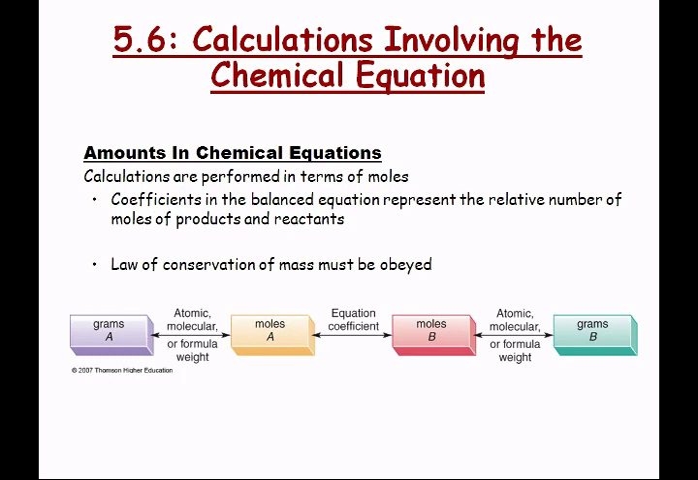Mole is just a number, just like a dozen is a number, or a pair is a number. So if I have 2 moles of hydrogen gas, it's going to react with 1 mole of oxygen gas to produce 2 moles of water, okay? Just like if I have 1 hydrogen molecule, it'll react with half an oxygen molecule to produce 1 water molecule. So that's what the chemical equation tells us, actually, the relative number of moles that are going to be reacting with each other and forming the particular product.